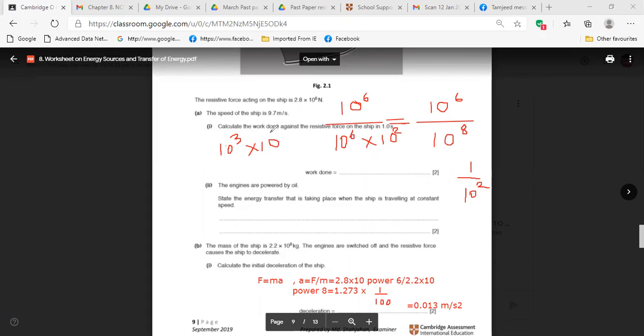How it works, I'm showing you. That means 10 to the power 3 and 10 to the power 3 makes 10 to the power 6. Is it clear now? Sir, you got the answer, yes, it will be 0.01273.